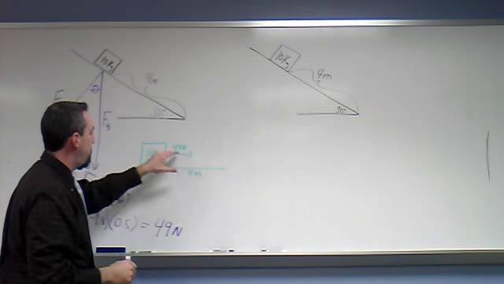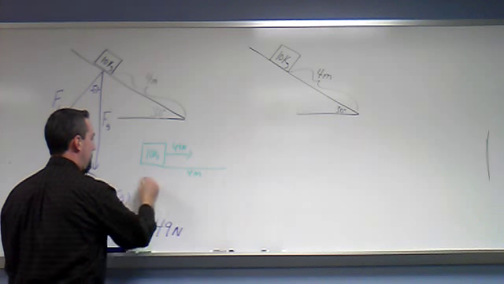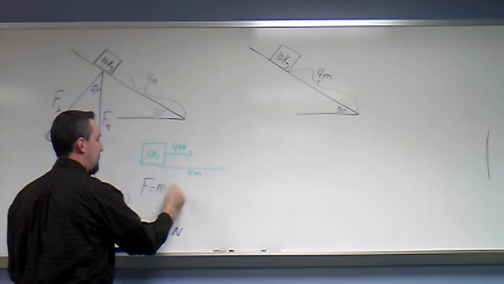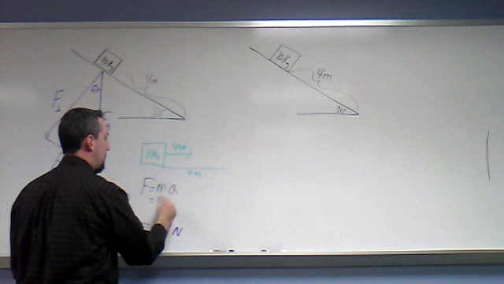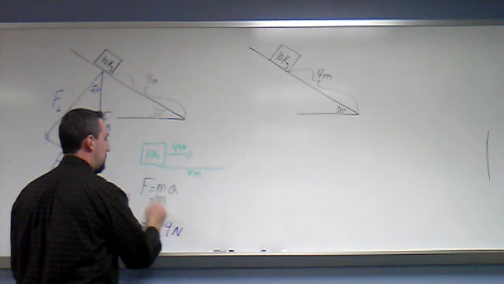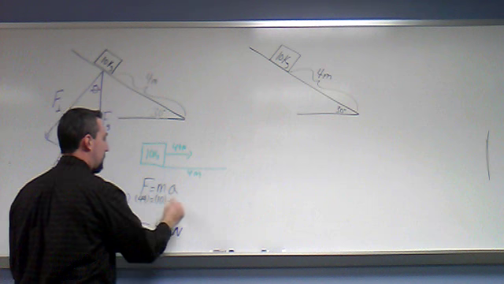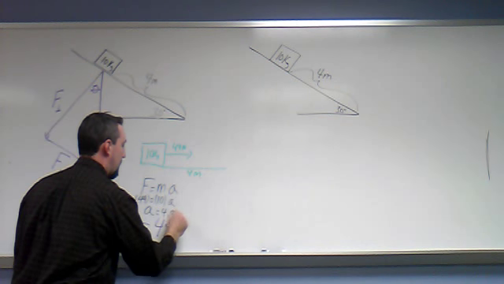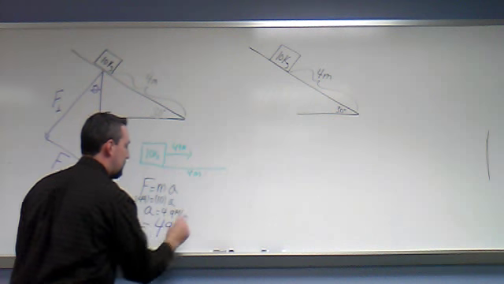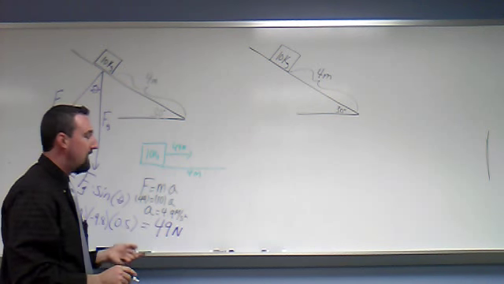If I know the force and the mass, I can find the acceleration, right? So F equals m times a. The mass is 10 kilograms. The force is 49 newtons. So the acceleration in this case will be a equals 4.9 meters per second squared. Okay, now I have the acceleration.